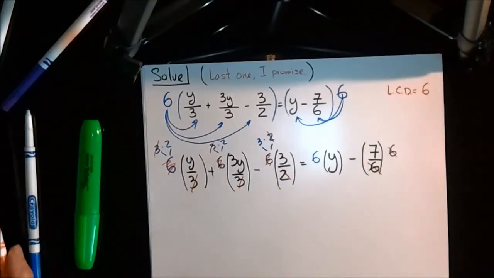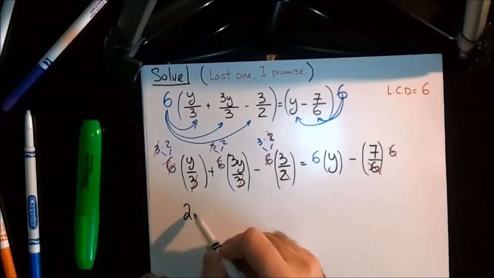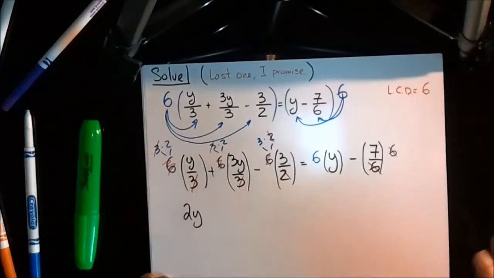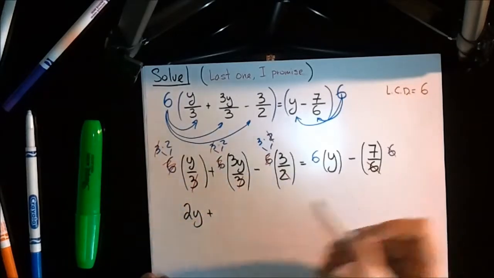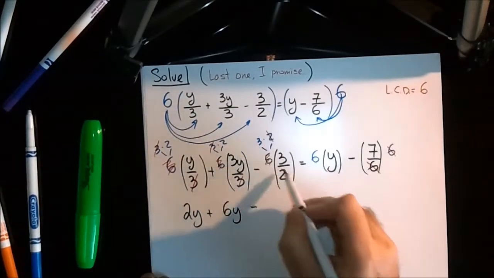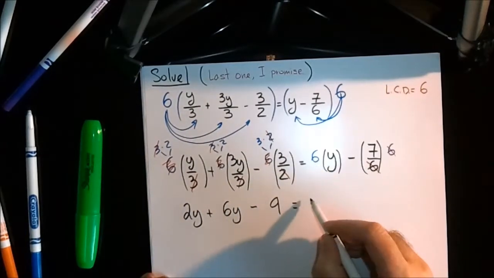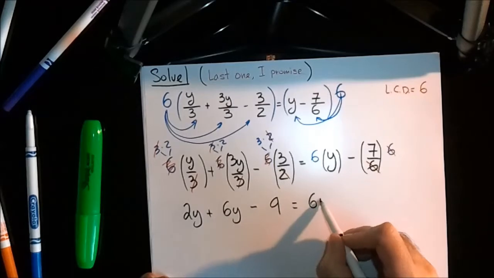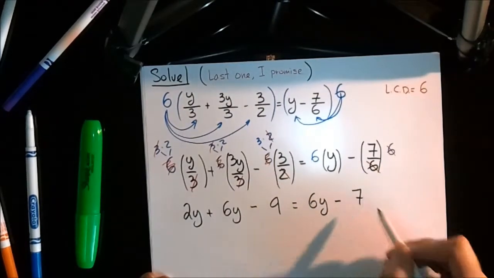So what's left? What is left? On the top here, I have 2 times y, nothing on the bottom, 2 times 3y, which is 6y, sign carries over, 3 times 3, which is 9, equals 6 times y, which is 6y, and that's gone, sign carries over, 7.